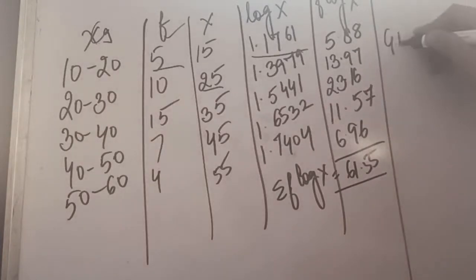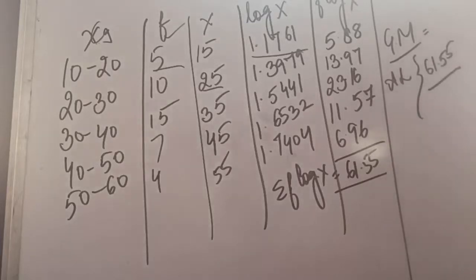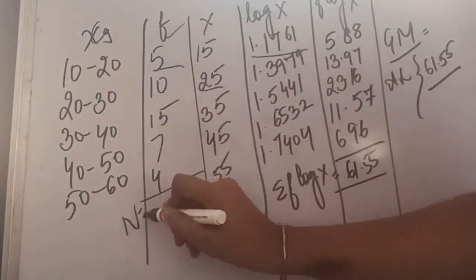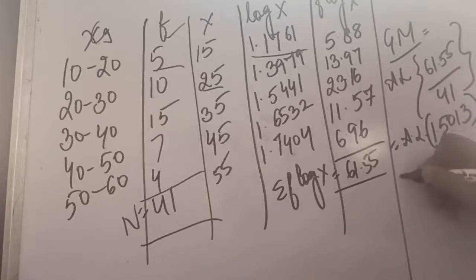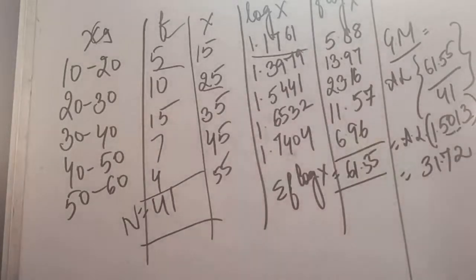Now the calculation of geometric mean is based upon the formula, that is antilog of sigma f log x divided by n. n is the total of frequency, and here n is 41. So just put 41 here, and take the antilog of 1.5013. So 0.50 under 1, then under 3 comes out to be 3172. Before the point, one digit is there, 1 plus 1 is 2, so 2 digits here. So this is how the continuous series was also dealt with under geometric mean.